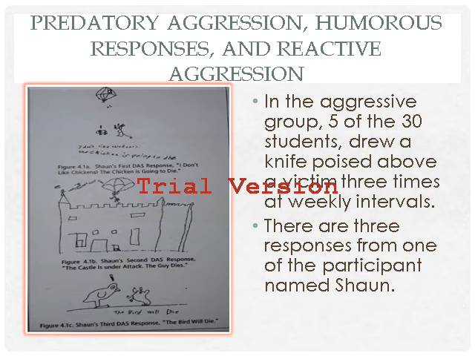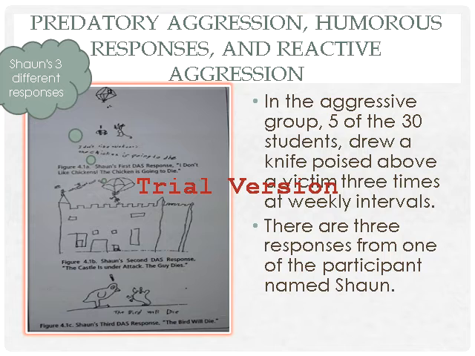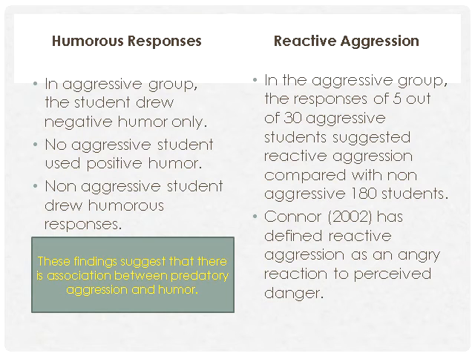And the other thing is predatory aggression and humorous responses, that is reactive aggression. There's another test that you ask a student to do, and there are responses that include humorous responses and reactive aggressive responses of different students.